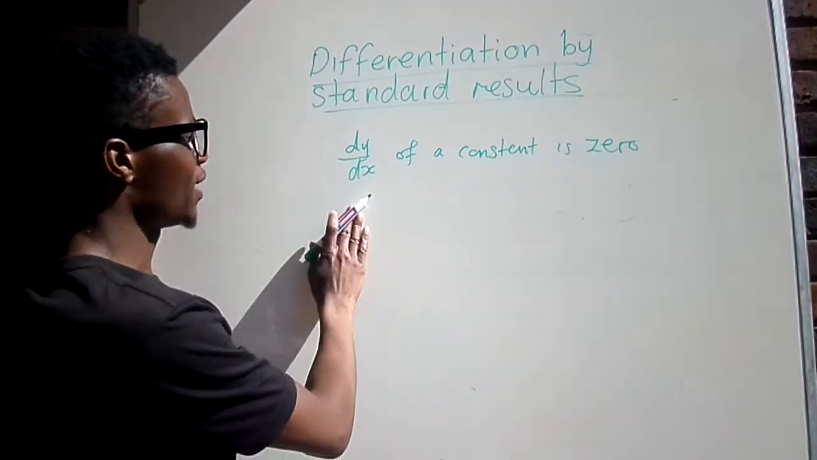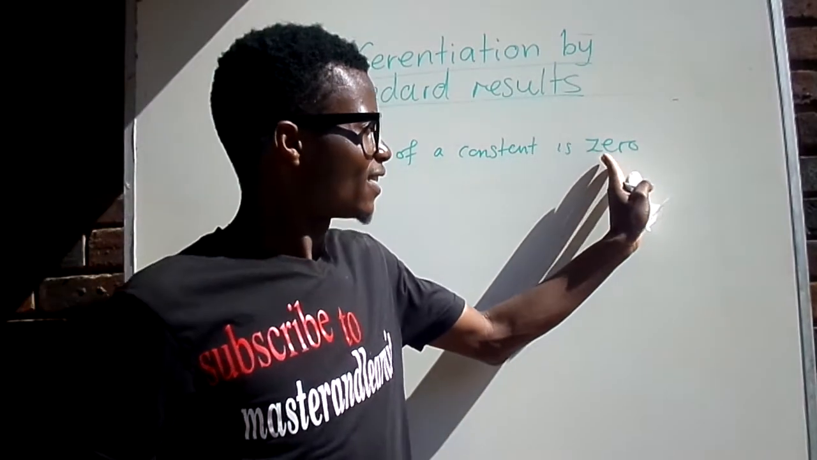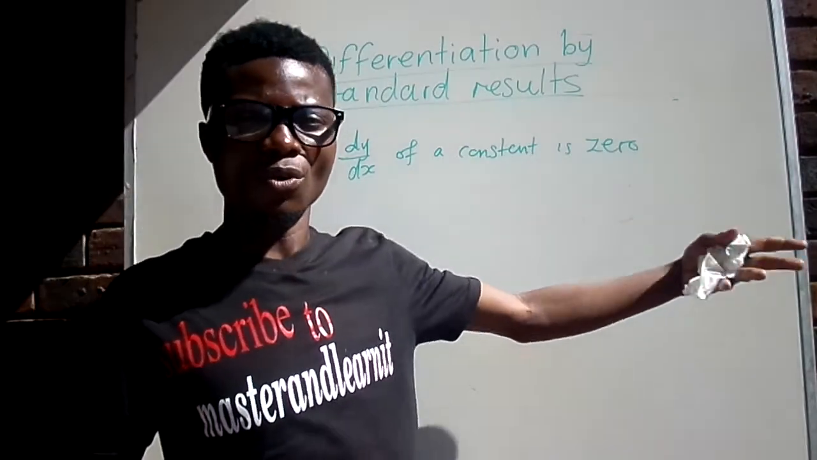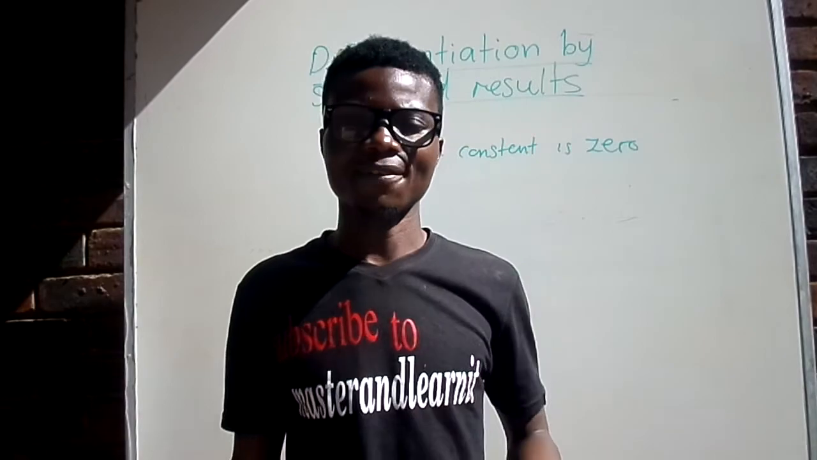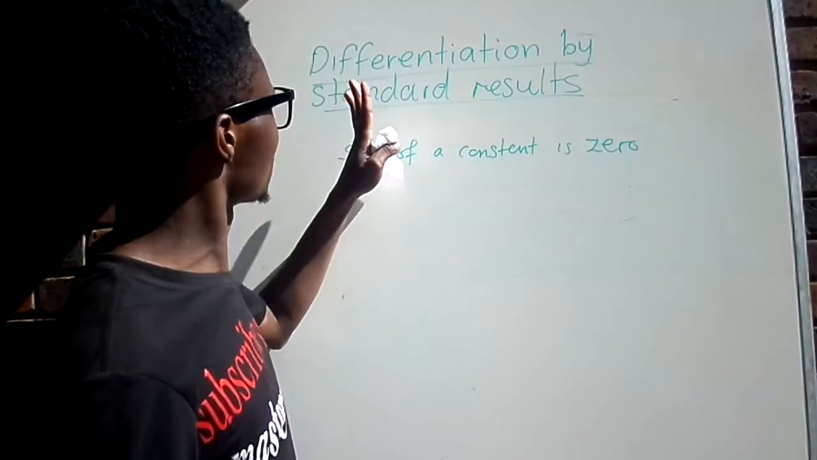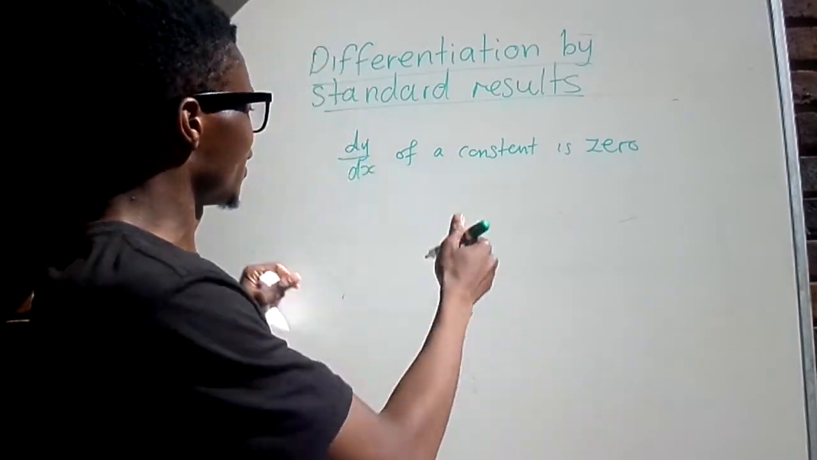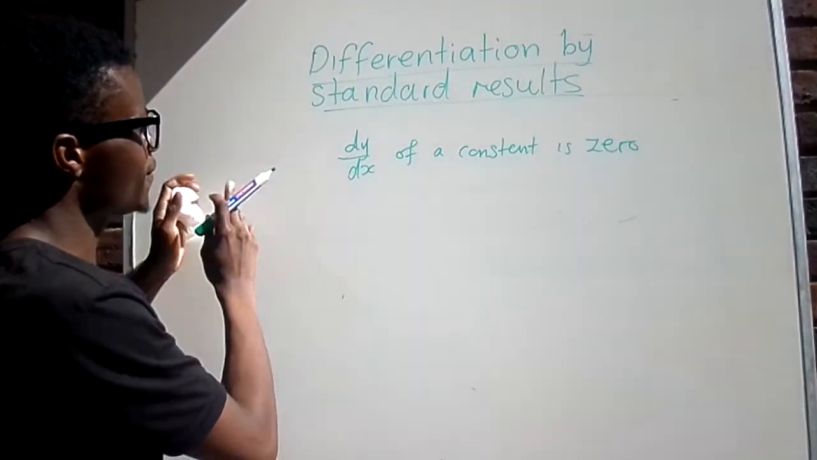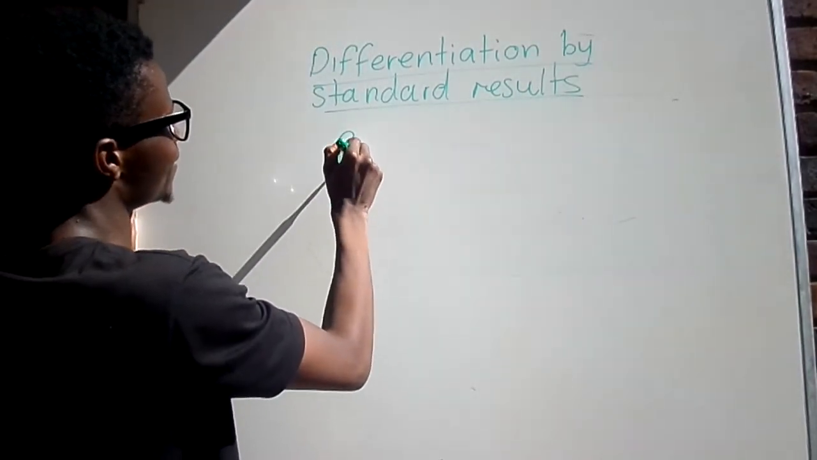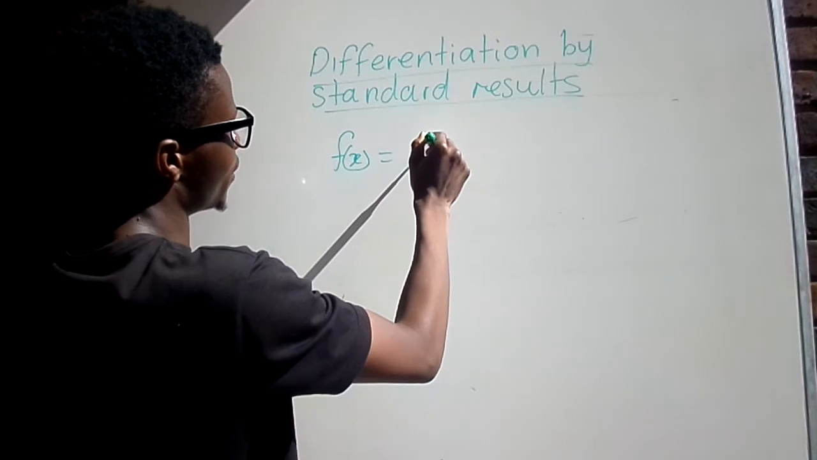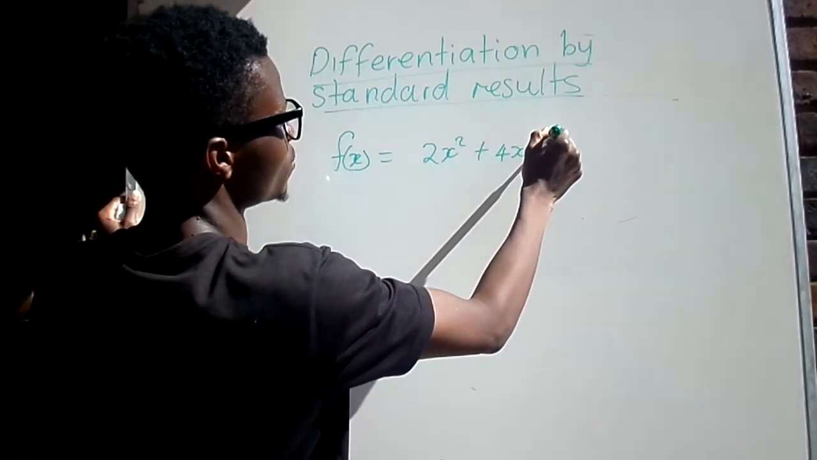That's the basic thing. You should know that differentiation of a constant is always going to give you 0. So if the question is silent, doesn't say use differentiation from the first principles, just use differentiation from the standard results. That's pretty much simple. Just once again, suppose I have a function that says f of x is equal to 2x squared plus 4x plus 1.